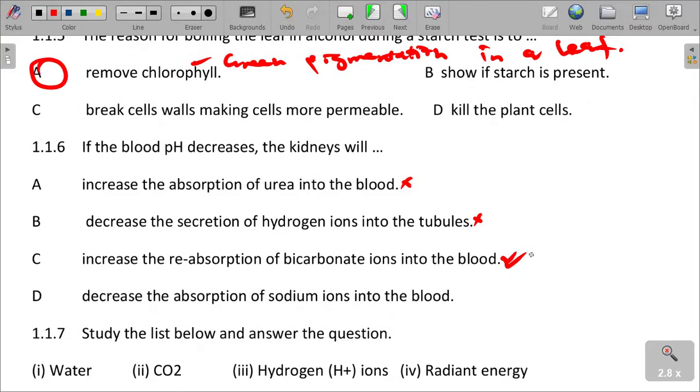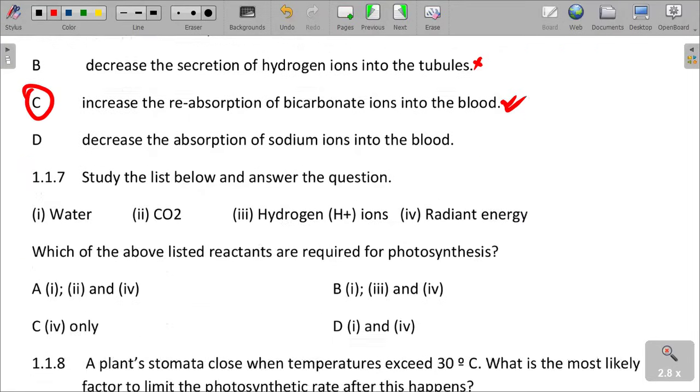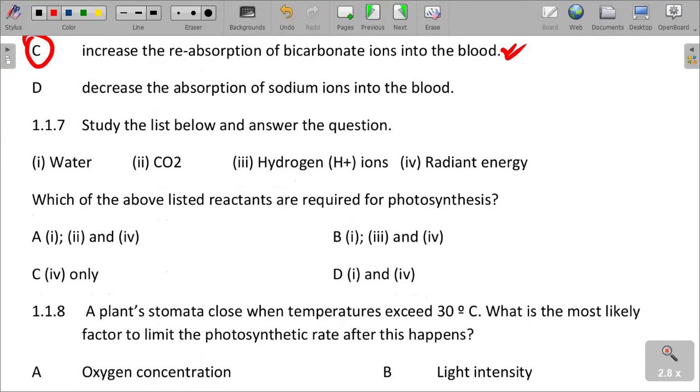What happens is that when pH decreases in the kidneys, the reabsorption of bicarbonate ions is going to increase. That is what happens when pH decreases. And then, study the list below and answer the questions.